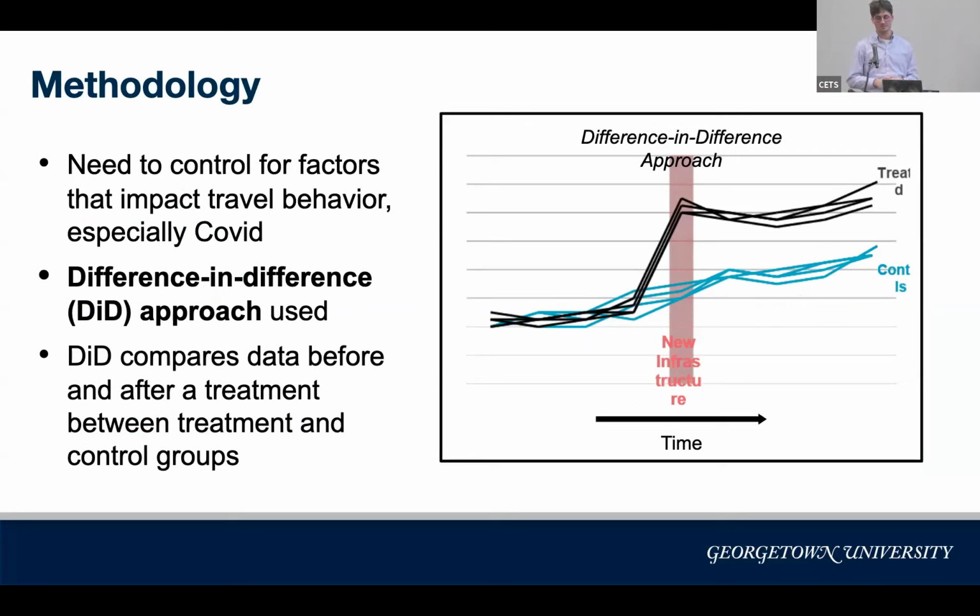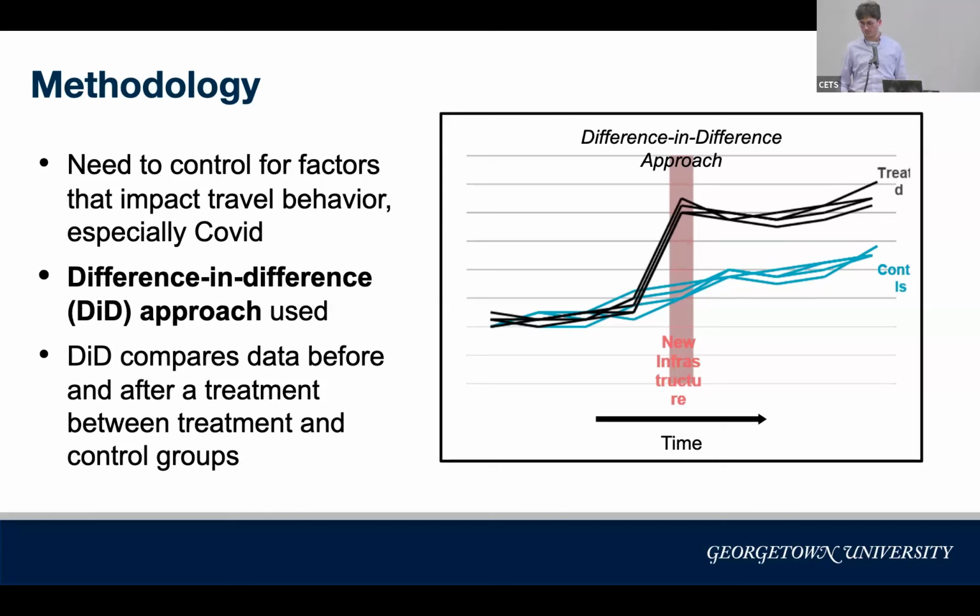A difference in difference approach is useful because the controls and the treatment are both experiencing the same trends. So any difference beyond what is naturally occurring between them can be attributed to treatment. So that is essentially, at a very high level, the approach that I used.